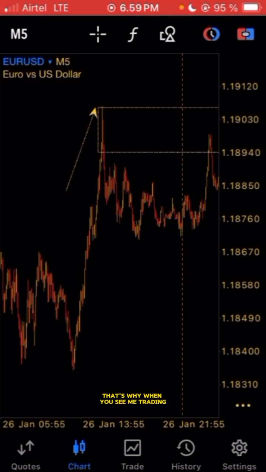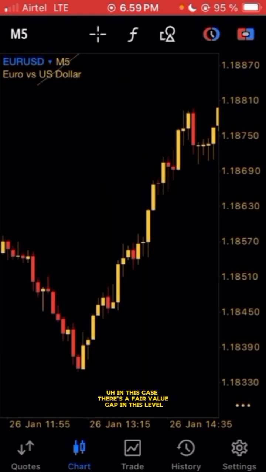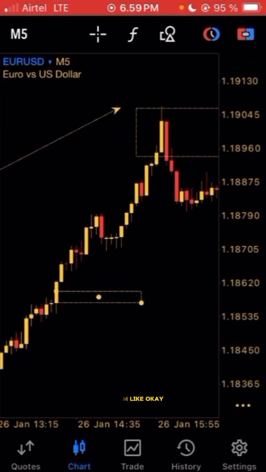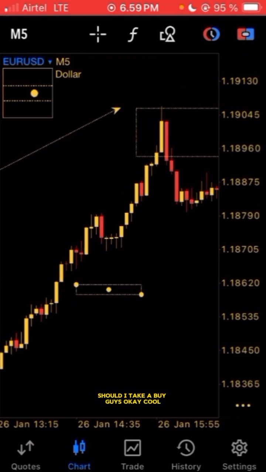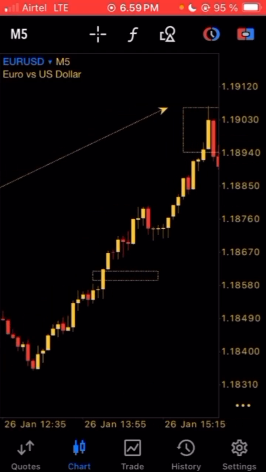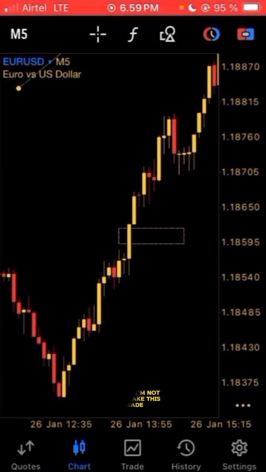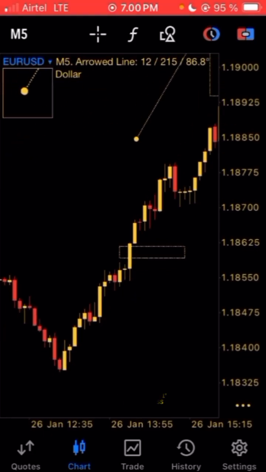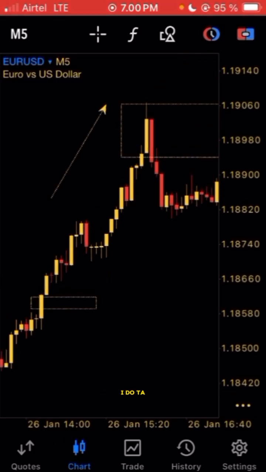That's why when you see me trading, you will see something like, oh, in this case there's a fair value gap at this level here, and I'm like, okay, I'm at this level right now. Should I take a buy? Guys? Okay, cool. Let me take a buy, then put my stop loss. If the market hits this level, I'm done. I'm not gonna take this trade. I'm gonna cut loss and all of that. You guys do see them on my flip videos, right? You guys see me when I'm doing challenge videos and all of that. I do take trades like that, right?